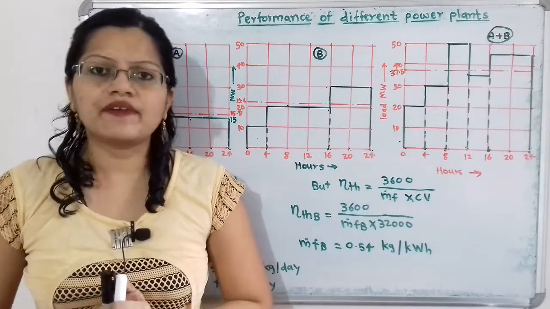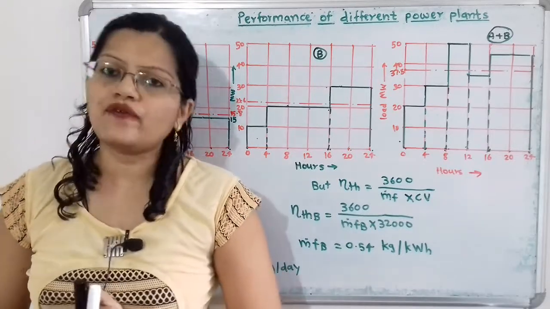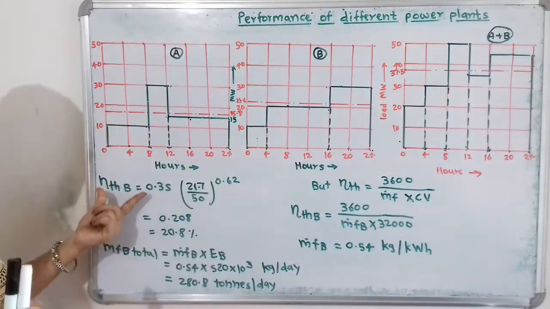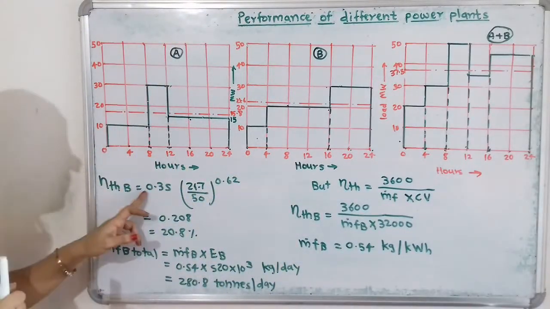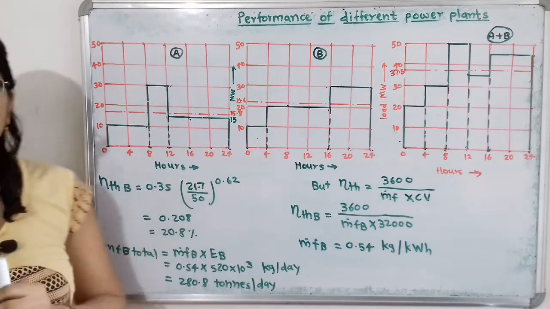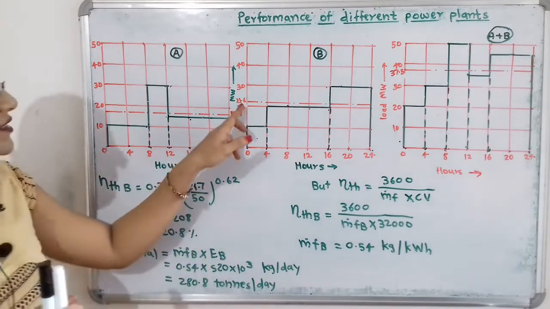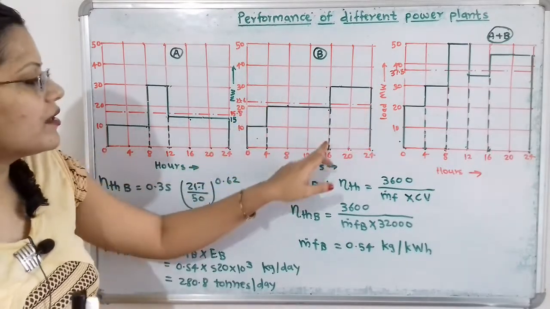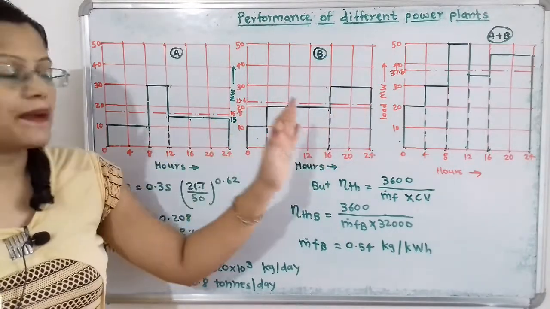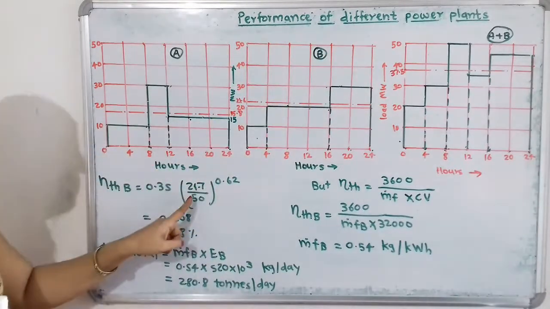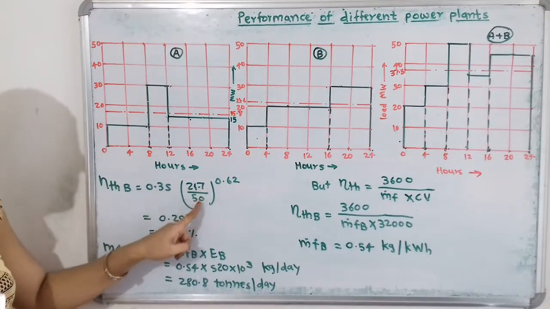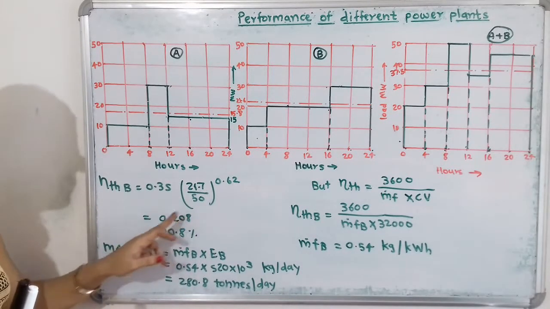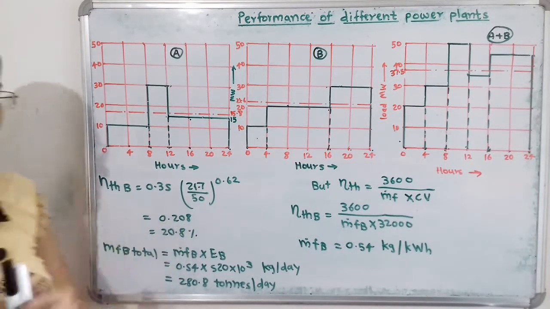Now in the same way we will calculate the amount of fuel supplied to consumer B. Here we will apply the given formula, 0.35 multiplied by percentage load. Percentage load is nothing but the average load divided by the capacity of the plant. The capacity is 50 megawatt. So 21.7 divided by 50 raised to 0.62, so it is 0.208, which is equal to 20.8%.